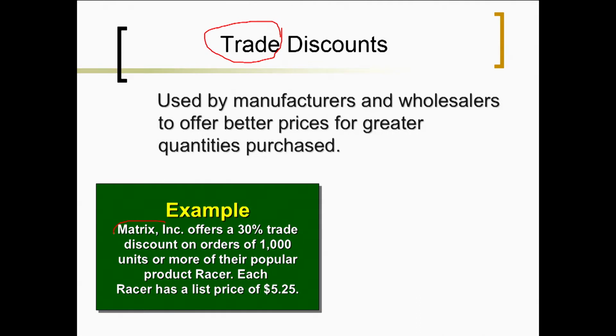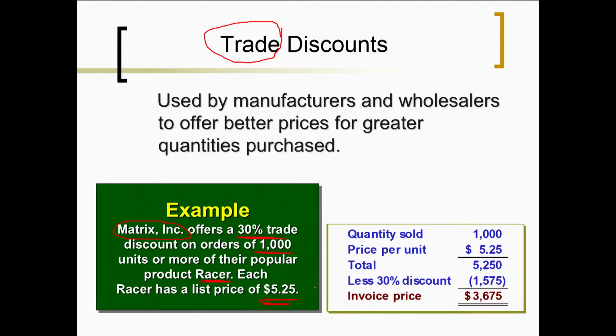Matrix Inc., that's where we're purchasing from. They offer a 30% trade discount on orders of 1,000 units or more of their popular product, Racer, okay? Each Racer has a list price of $5.25. Now, first of all, keep in mind this. When you go buy products, you probably just buy one of them, right? But when a merchandiser or a retailer, such as JCPenney or Best Buy, purchases items, they're going to purchase a lot of them, right? Because they're stocking their shelves, stocking their retail shelves, okay? So this is how this looks.